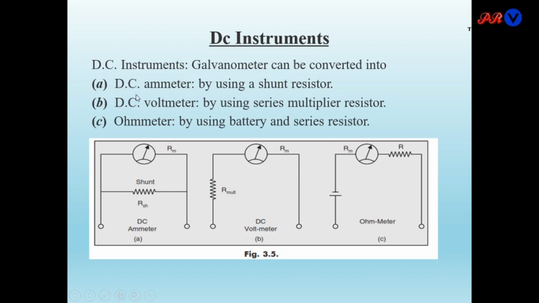The same galvanometer can be converted into a DC voltmeter by using a series multiplier resistance. If we use any series resistance with the galvanometer, this circuit can measure voltages, so it is known as a DC voltmeter. For the ohm meter, if the galvanometer is used with a battery and series resistor, then this circuit can measure resistance value. So in this way we can convert our galvanometer into a DC ammeter, DC voltmeter and ohm meter.